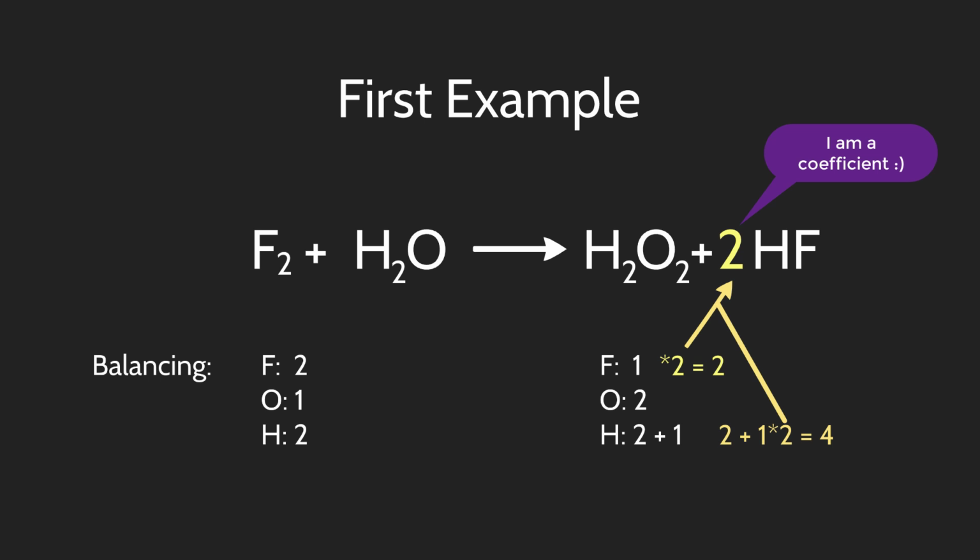If we put a 2 in front of hydrofluoric acid, we balance the number of fluoride atoms to 2 on each side. By doing that, we also get a total of 4 hydrogen atoms on the right side. To balance the hydrogen and oxygen atoms on both sides, we put a 2 in front of water. Thus, we get 2 oxygen atoms on both sides, as well as 4 hydrogen atoms on both sides.